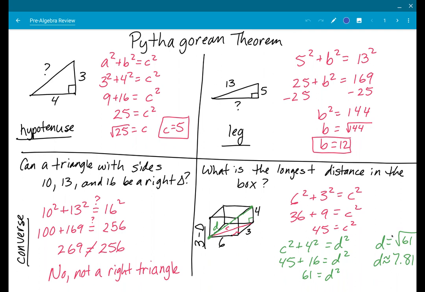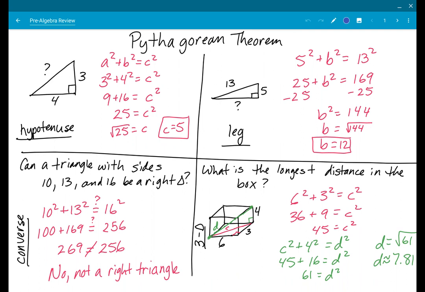The third type of problem, we can use the Pythagorean theorem to decide if a possible triangle would actually be a right triangle. We can do this by plugging the numbers into the Pythagorean theorem. The only important thing to know here is whatever the largest number is must be in the hypotenuse spot, because the hypotenuse is always the longest side of the triangle. So in this case, 16 is the largest number, so 16 goes after the equal sign.